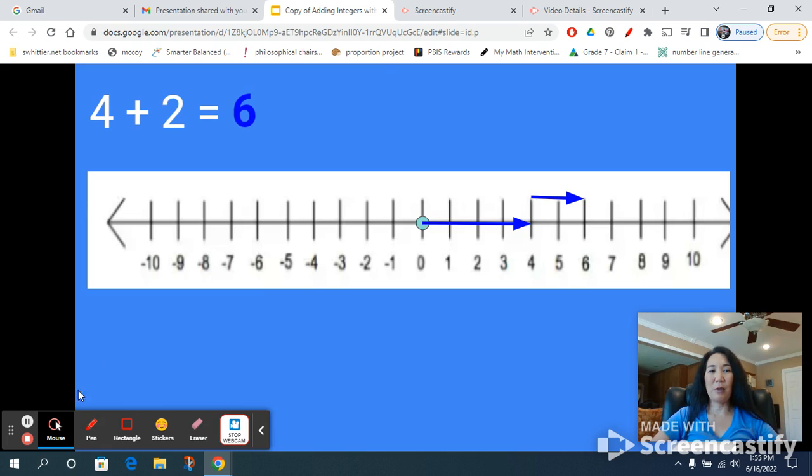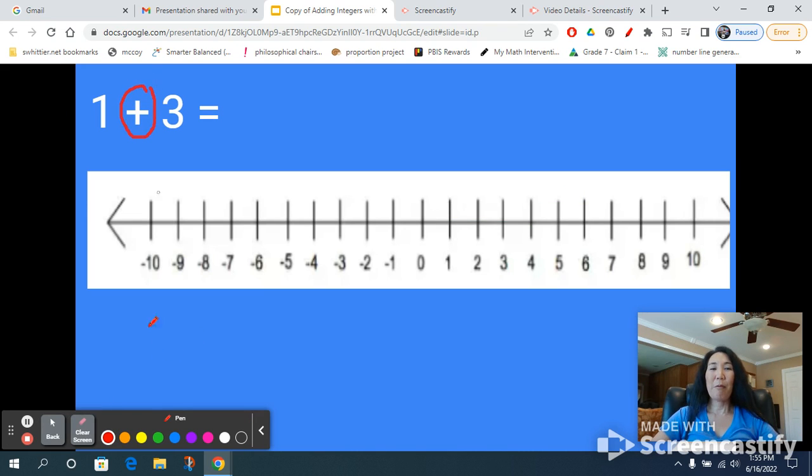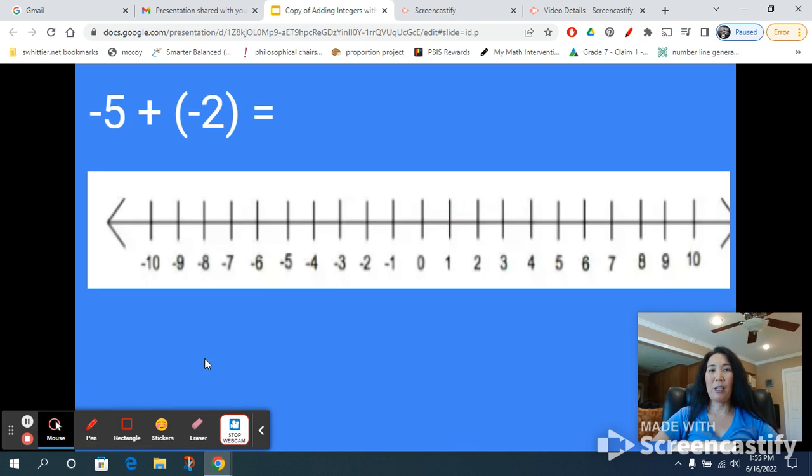So let's try this one. +1 plus +3. Number line dance starts at 0. We're going to go +1 to the right. There's 1 space. From here, go +3 to the right, positive 1, 2, 3, and we end up here at +4. So +1 plus +3 is equal to +4. Okay, let's try this one.